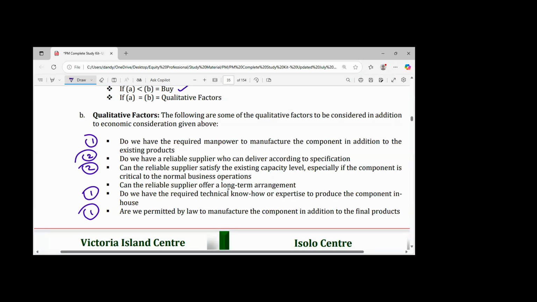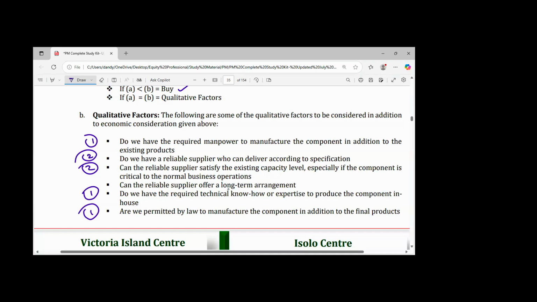So this is what we are saying, all right? So you must ensure that the reliable supplier can offer a long-term arrangement so that you are not changing supplier almost every now and then. You would resort to negativity or impair the image of the company. Don't mind that company, they are just changing supplier anyhow. So you need to guard against that. You must ensure that you have a reliable supplier who can offer a long-term arrangement.